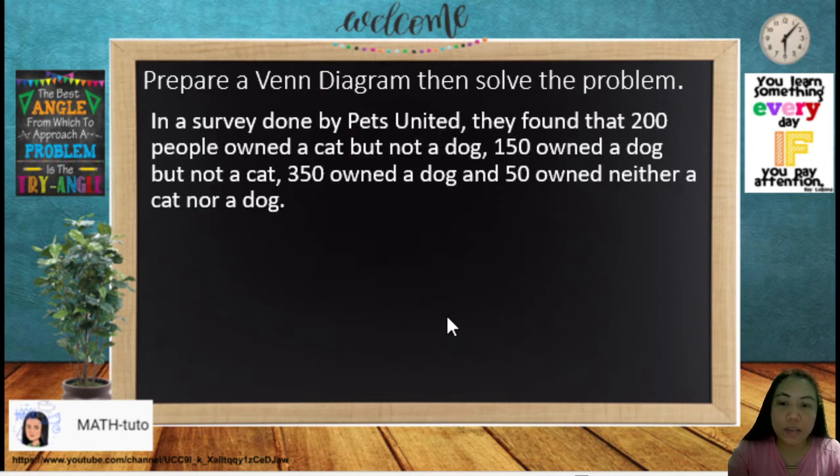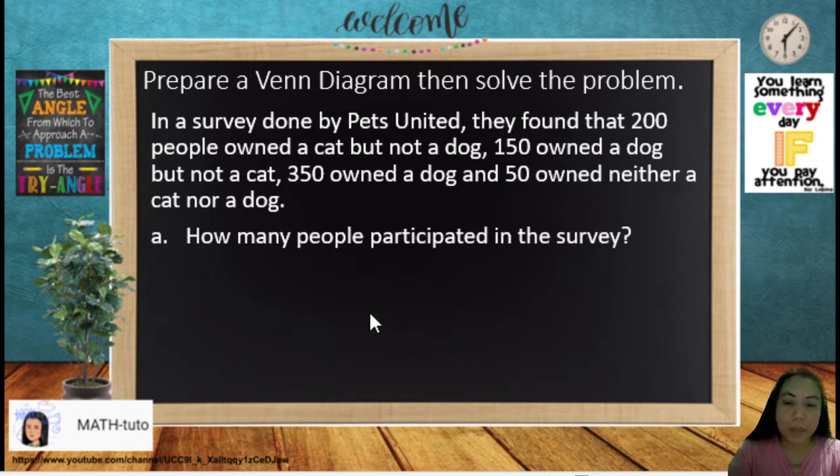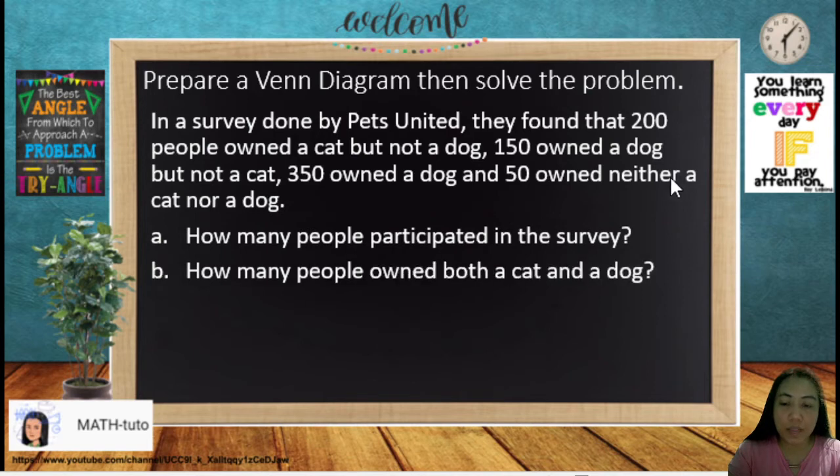In a survey done by Pets United, they found that 200 people owned a cat but not a dog, 150 owned a dog but not a cat, 350 owned a dog, and 50 owned neither a cat nor a dog. Now, let us look at the questions first. How many people participated in the survey? How many people owned both a cat and a dog? And how many people owned a cat?